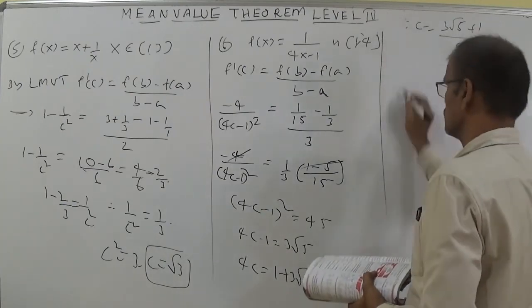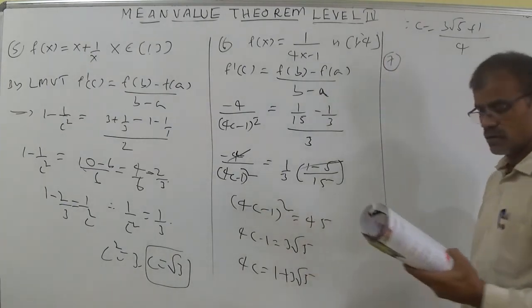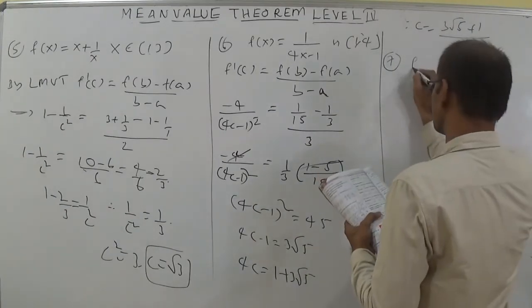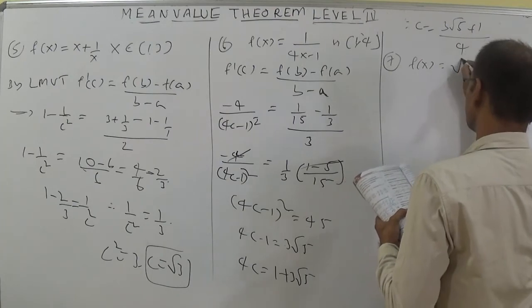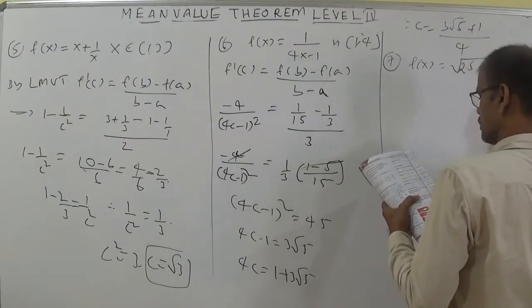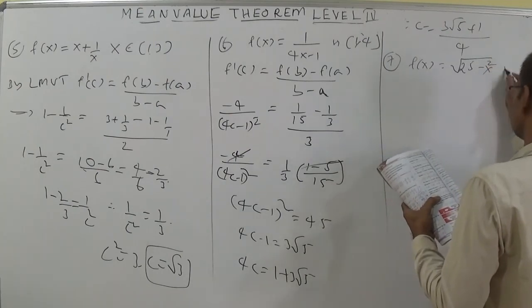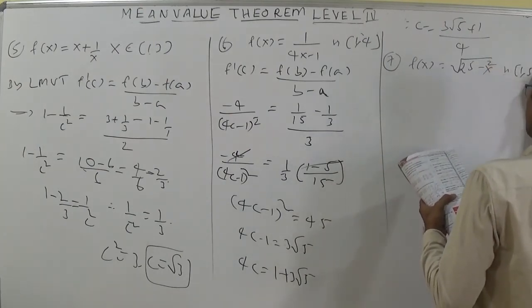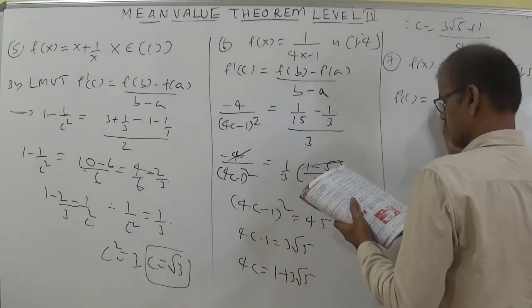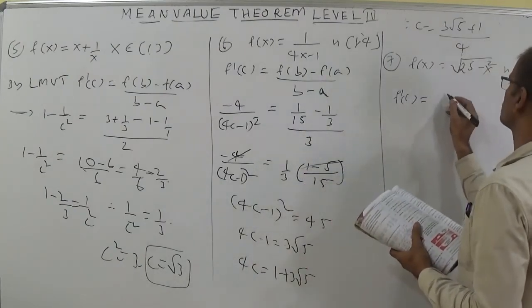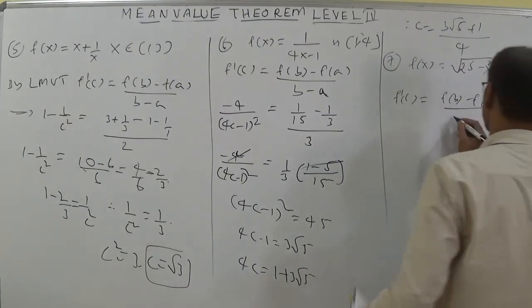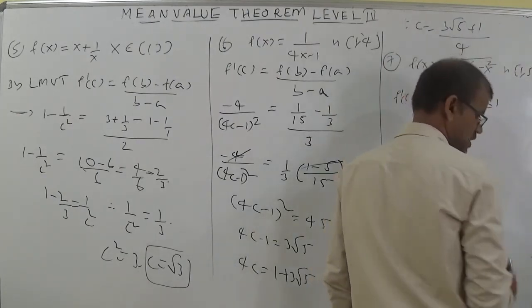Let us discuss the seventh question. The value of c in the mean value theorem for the function f of x is equal to root of 25 minus x square, in the interval 1 comma 5 given. Using the same formula, you can say f dash c is equal to f of b minus f of a whole by b minus a.